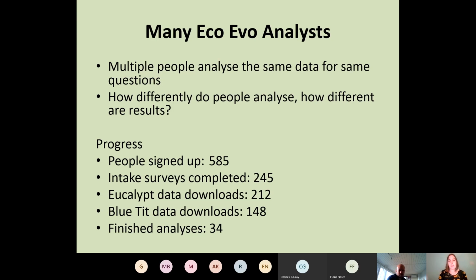So there's two datasets we're looking at. One of them's a community ecology piece with Eucalypt data, and the other is a behavioral ecology piece with blue tit data, and that's been downloaded 148 times. And 34 people have already finished their analyses. We're hoping to be, best case scenario, finishing up the analyses towards the end of June. So the fact that 34 people have already done it so far is completely amazing and overwhelming.